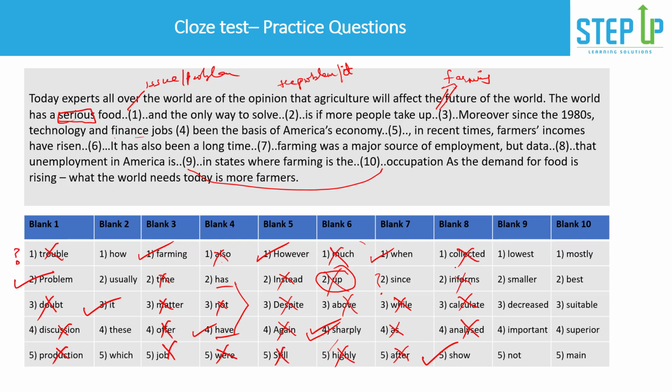But data show that unemployment in America is smaller. No, smaller is not grammatically correct. Decreased, important, not. So the only option that makes sense here is lowest. So where farming is the main occupation, unemployment in America is lowest, right? Superior occupation, suitable, right? Best. So it should be this: but data show that unemployment in America is lowest where farming is the main occupation.